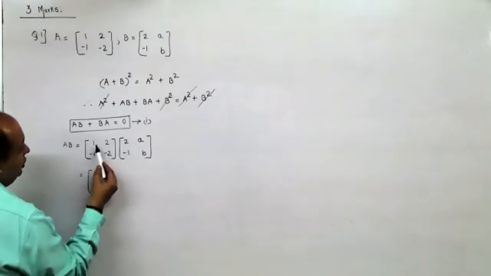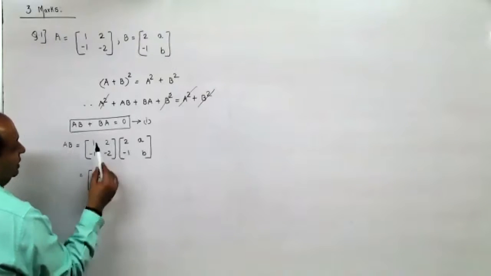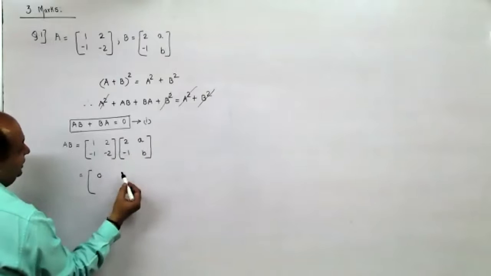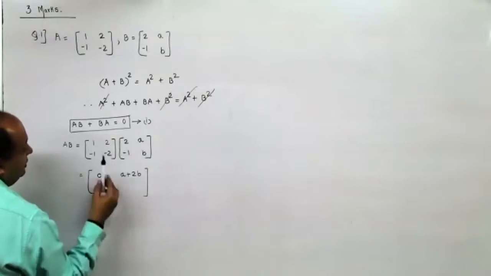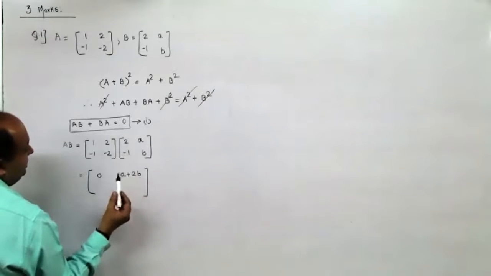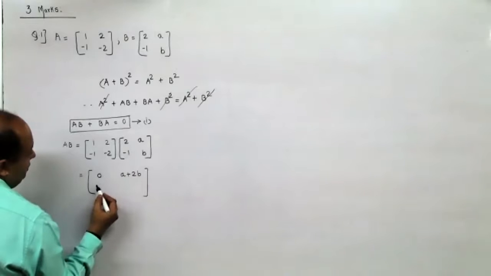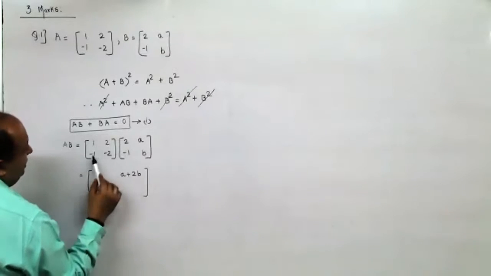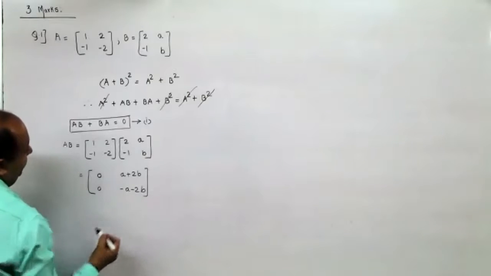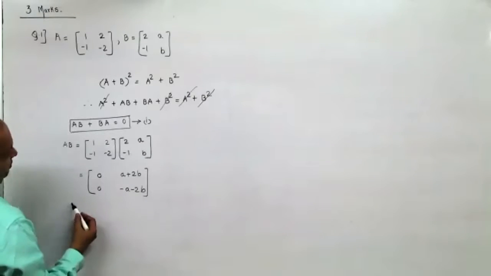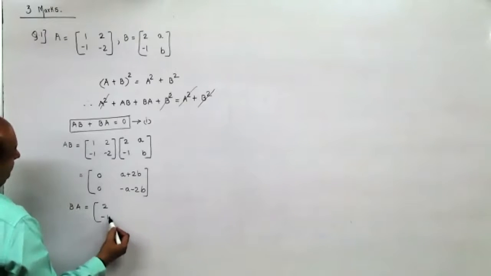This would be 1 into 2 plus 2 into minus 1. So it is 2 minus 2, which is 0. This would be 1 into a plus 2 into b, so it would be a plus 2b. This would be minus 2 plus 2, so that would be 0. This would be minus a minus 2b. BA would be equal to b into a. So it is 2 minus 1 ab.